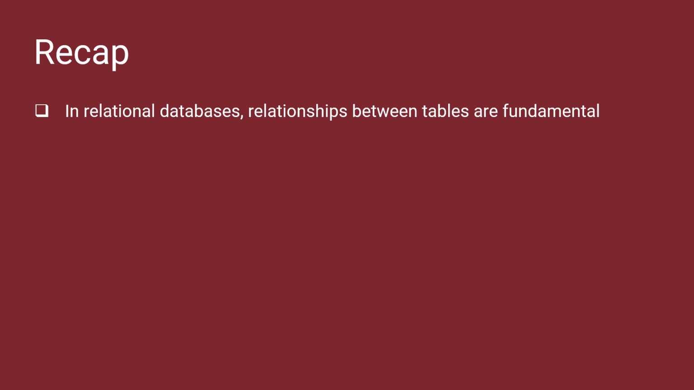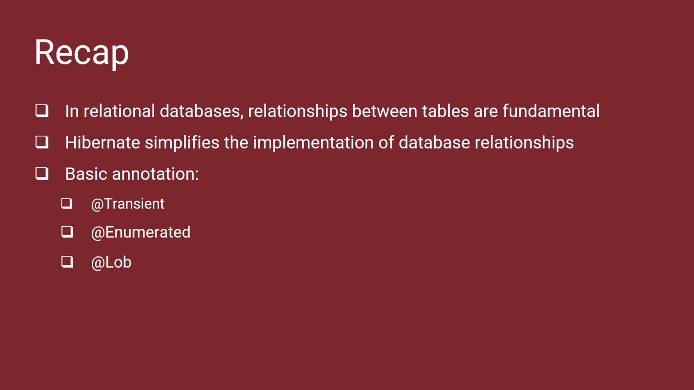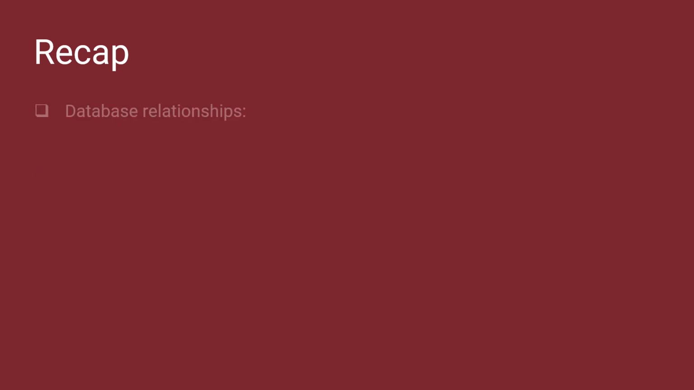In this video, you learned that in relational databases, relationships between tables are fundamental to structuring data efficiently and maintaining consistency. Hibernate not only bridges the gap between Java objects and relational databases, but also simplifies the implementation of these relationships using intuitive annotations. The @Transient annotation prevents a field from being persisted in the database. The @Enumerated annotation maps Java enum types to database values. The @Lob annotation indicates that a field should be stored as a large object. The @Temporal annotation maps date and time values to corresponding column types in the database.